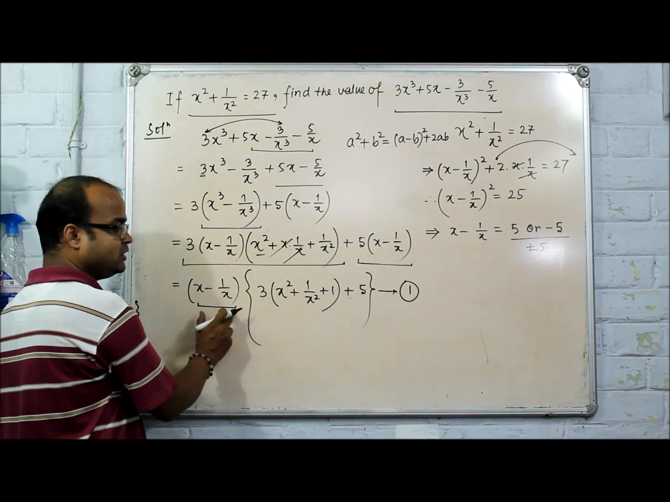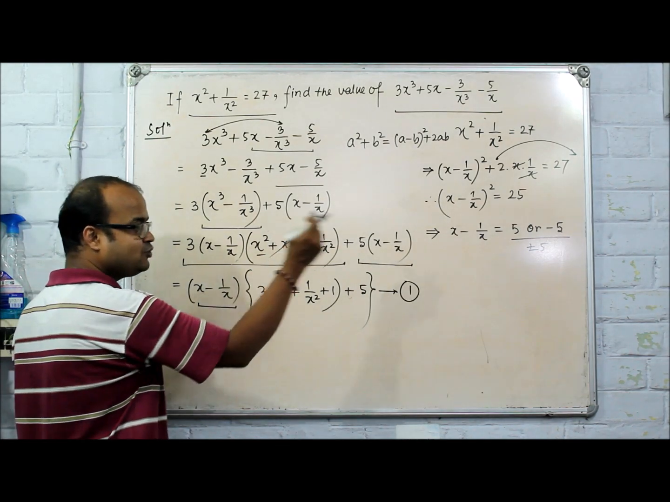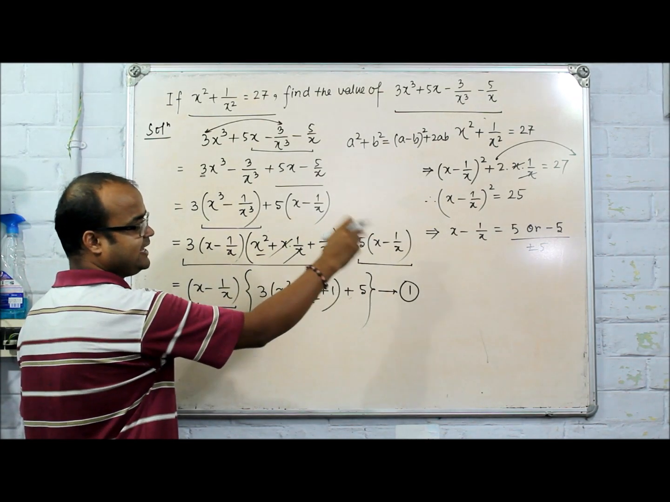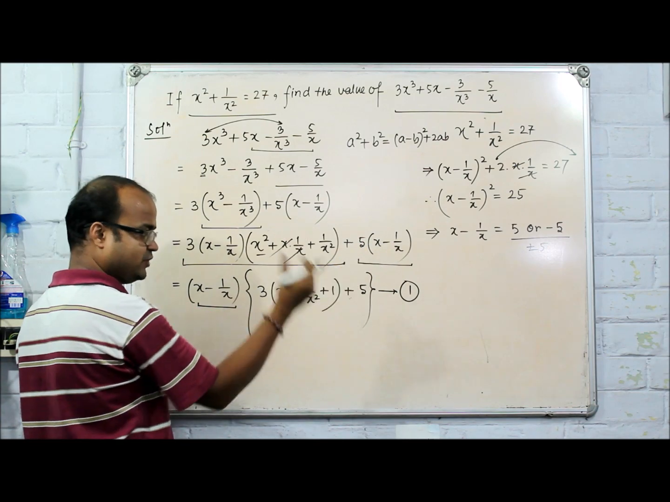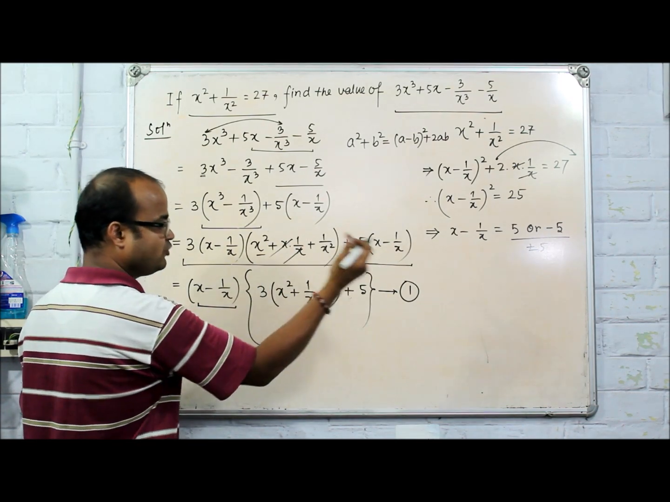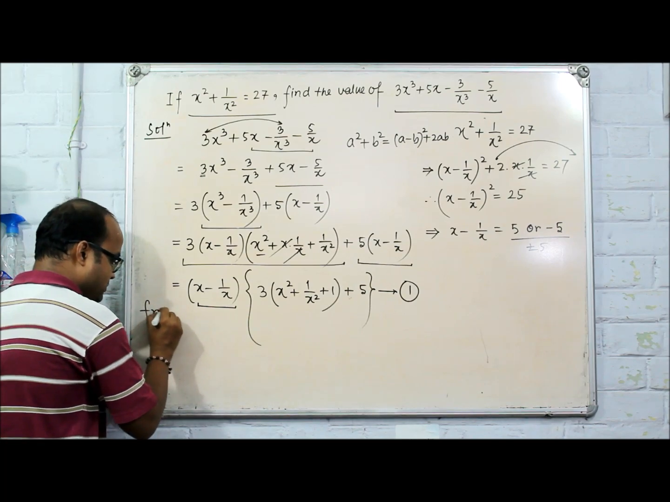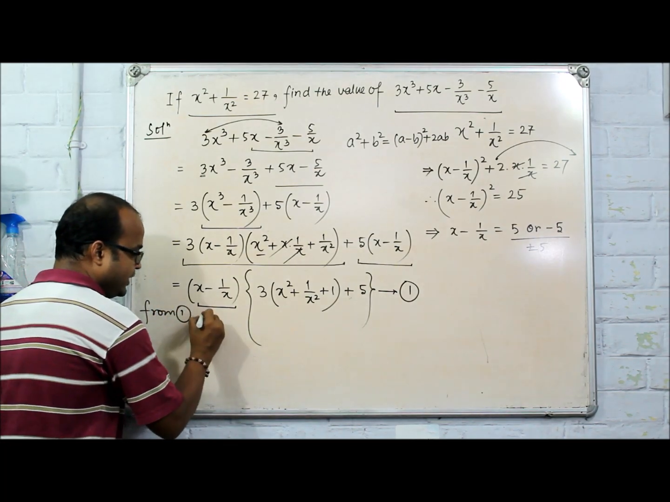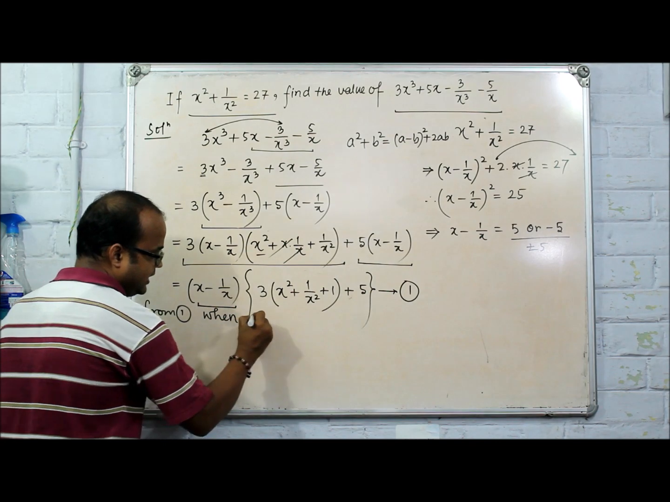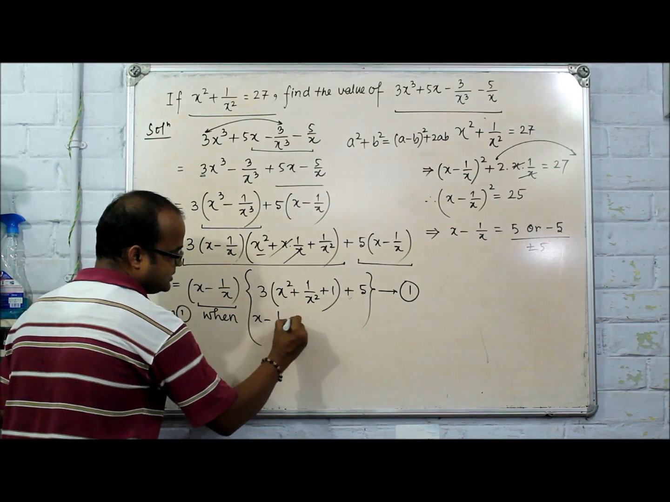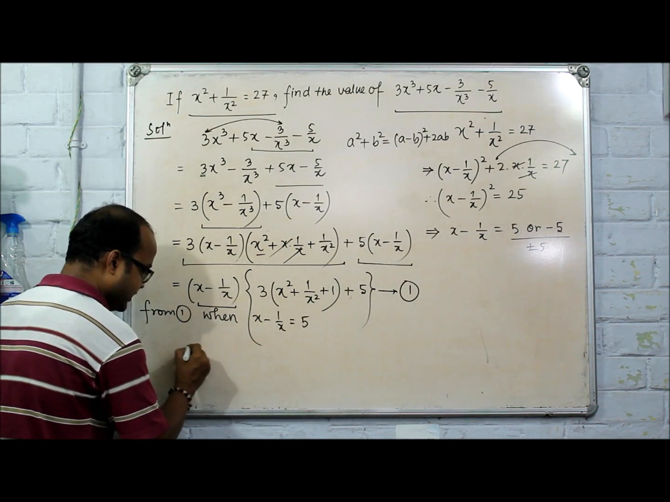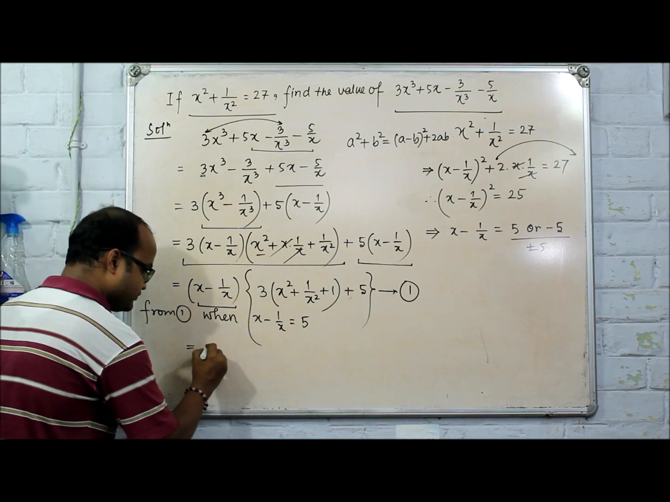So one by one, in this relation, we are going to substitute the value of x minus 1 by x. First time 5 and next time minus 5. So from 1, when x minus 1 by x is equal to 5, what will you get? In this place we substitute 5.